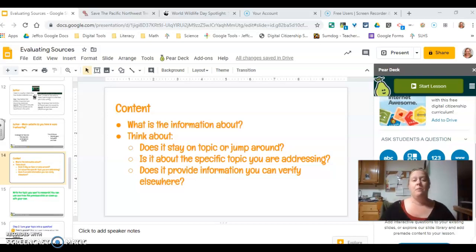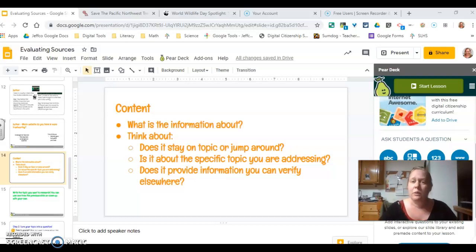That brings us to our final topic, content. So now we're thinking about what this information is about. Does it stay on topic or does it jump around? Is it specific to the topic that you are addressing in your writing? And does it provide information that you can verify elsewhere? That's going to be an important one.